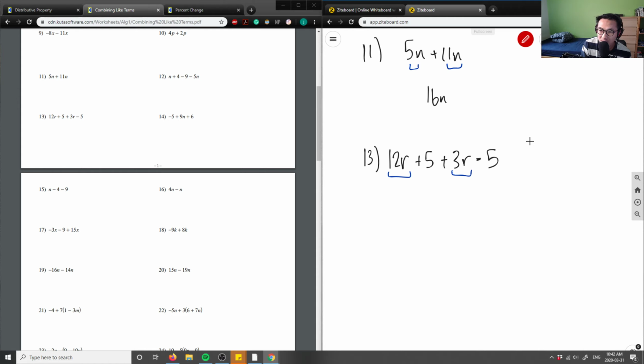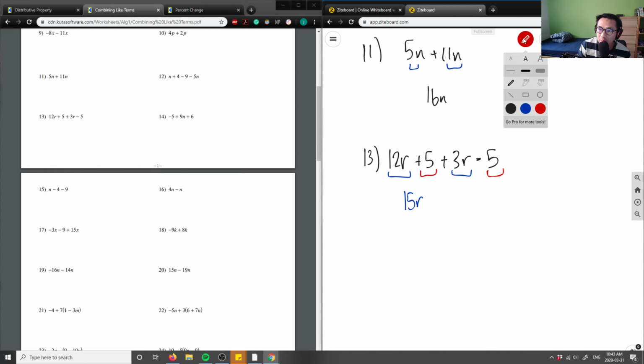And then we have here 5 and negative 5, right? This is also like terms as well, but they are numbers, they're constants, right? So how do we solve this? So 12r plus 3r, it's simply just 12 plus 3, right? 12 plus 3 here is 15. So we have 15, and then we can simply drop the r here, 15r.